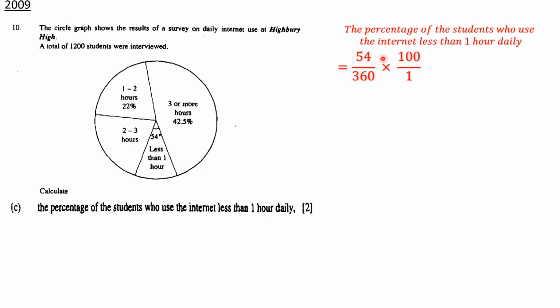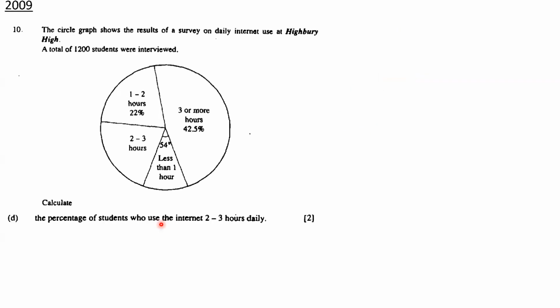So we have 54 times 100, which is 5,400, and 360 multiplied by 1 is 360. We take 5,400 and divide it by 360. We get 15. And so the answer for the percentage of students who use the internet less than 1 hour daily is 15%. Okay, let's move on to the next question.